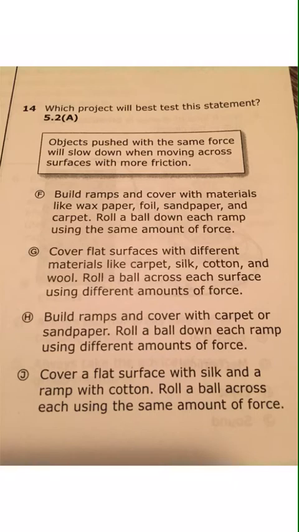H, build ramps and cover with carpet or sandpaper. Roll a ball down each ramp using different amounts of force. Or J, cover a flat surface with silk and a ramp with cotton. Roll a ball across each using the same amount of force. On this one, remember, you can only have one variable.